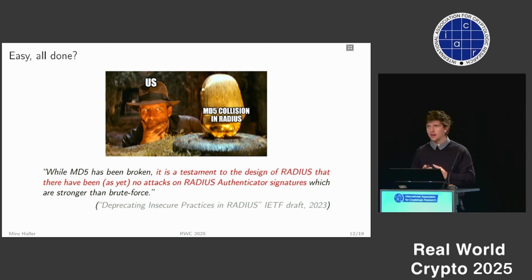So at this point, you in the audience might wonder if it can really be that easy to break RADIUS with MD5 collisions. And on that, even the IETF working group, they were aware that MD5 was broken, of course, but they thought it's a testament to the design of RADIUS that there had been, back then, no attacks on the RADIUS authenticator signature, which is actually a MAC. And indeed, there are quite a few challenges to pull this attack off in the protocol, and I'm going to discuss 3 of them.